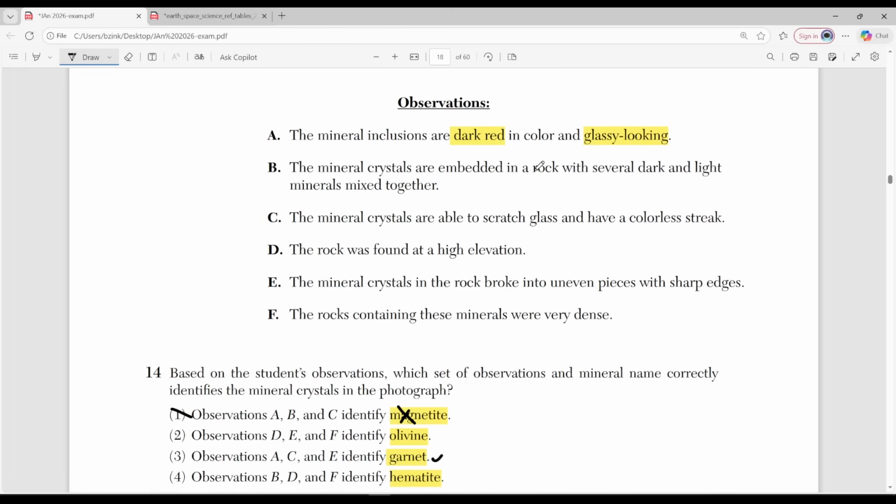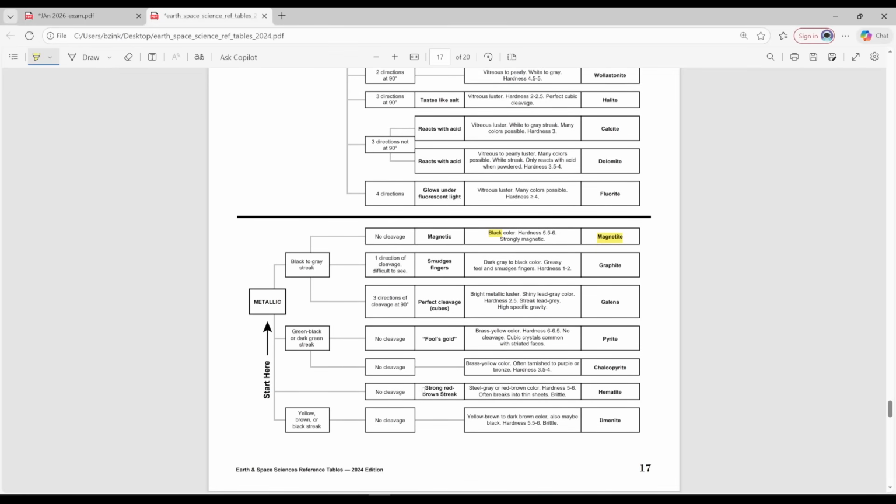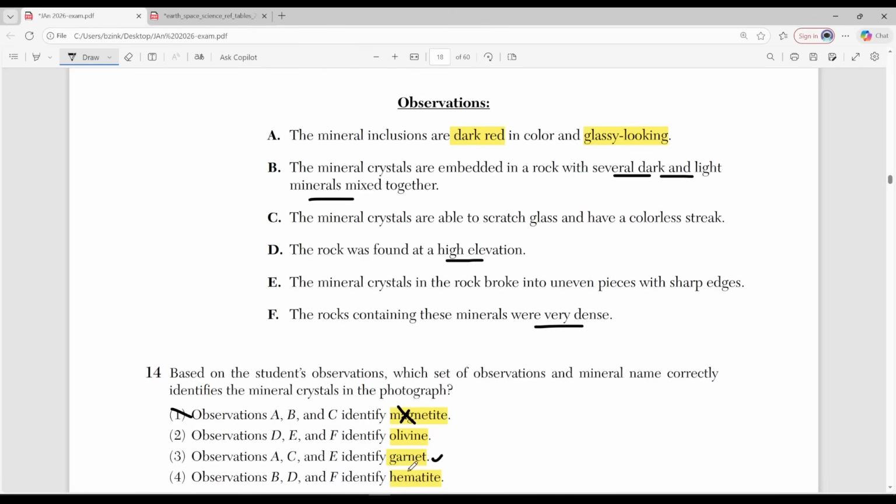The mineral crystals are embedded in a rock with several light and dark minerals mixed together. D, the rock was found at high elevation. And F, the rocks containing were very dense. So let's see if hematite tells us any of that. So hematite's here. Thin sheets, brittle, red-brown color, red-brown streak, but doesn't say anything to do with those things. So I'm going to cross off this one.